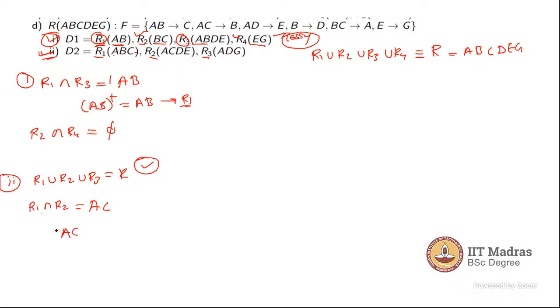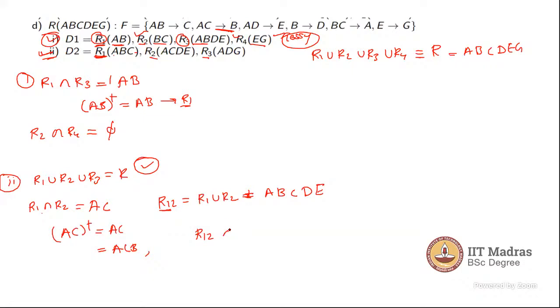Let us take the closure of AC. That is AC plus. Now from AC, I can determine B here, right? So that is A, C, B, which is our R1. So this condition is satisfied. Now let R12 equal R1 union R2, which is A, B, C, D, and E also. Now I have to check whether R12 intersection R3 is satisfied or not.